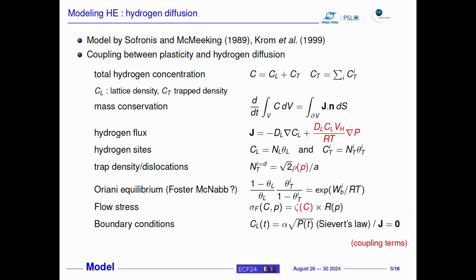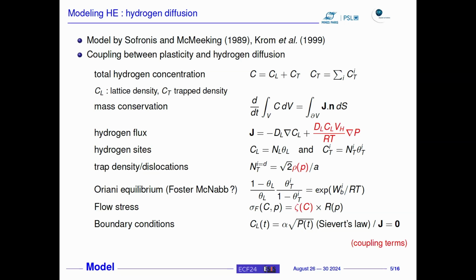You probably know all of them. So we base our modeling on the early work of Sofronis and McMeeking, where we have the lattice hydrogen and trapped hydrogen, with the possibility of having multiple traps. The important thing here, because it's coupling, is that red indicates a coupling with mechanics.